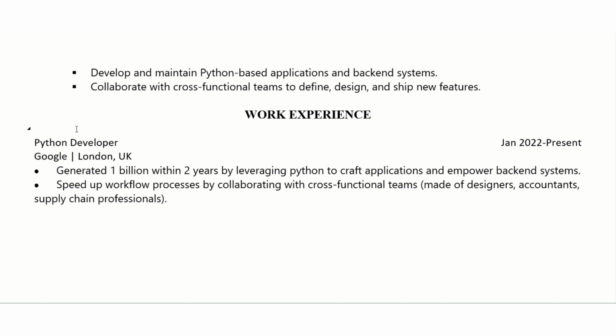So just come back here for this Python developer job offer. I said speed up work processes by collaborating with cross-functional teams made of designers, accountants, and financial team. You should say that. If you say financial team, supply chain team, you can say that. But you say cross-functional teams, you say this team, and this team.